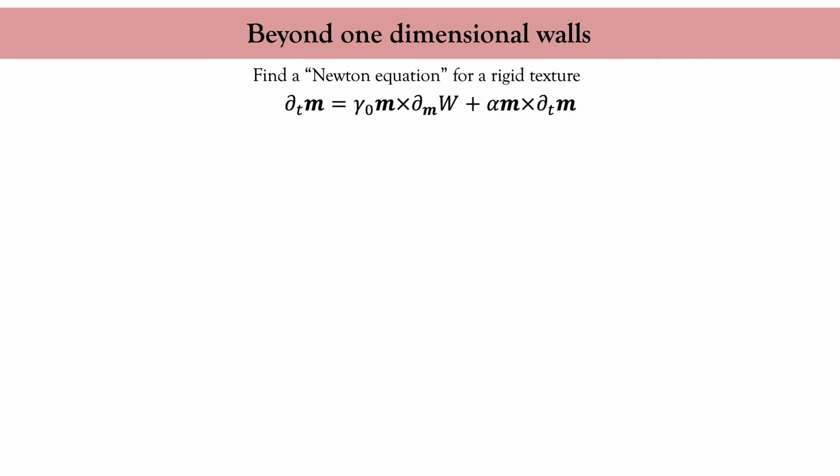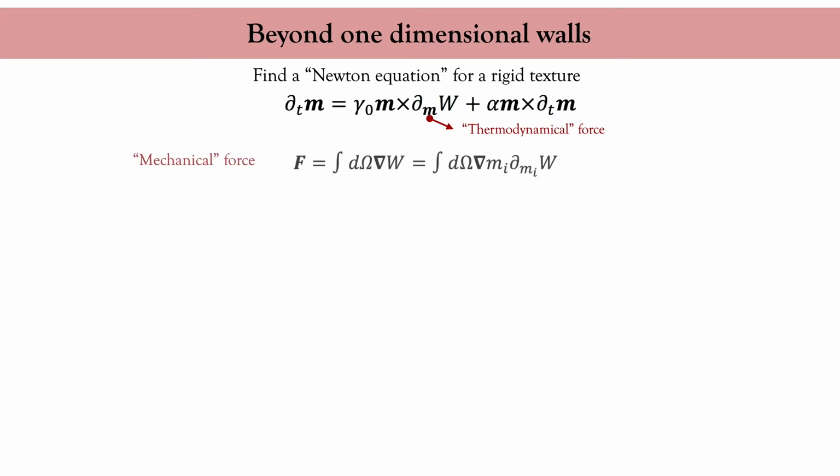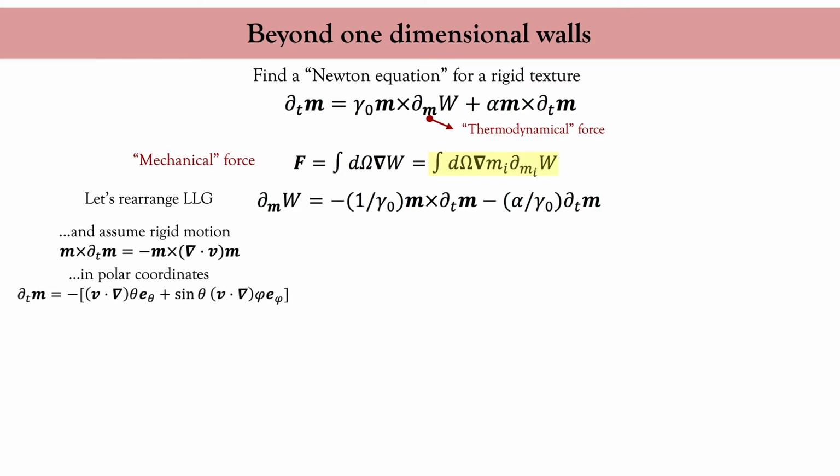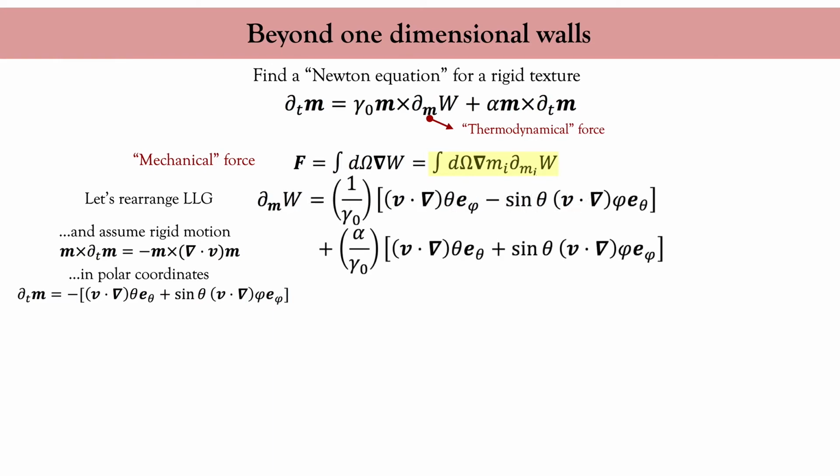How do I do that? First, you might remember from the previous lecture that the magnetization is set in motion by a thermodynamical force, which is a variational derivative of the energy functional with respect to the magnetization. I can relate this thermodynamical force to the mechanical force associated with the magnetic energy. By definition, the mechanical force is the spatial gradient of the energy, which can be simply related to the variational derivative this way. Now, let me rewrite this expression using the Landau-Lifshitz-Gilbert equation, assuming rigid motion and in spherical coordinates. And this is what I get.